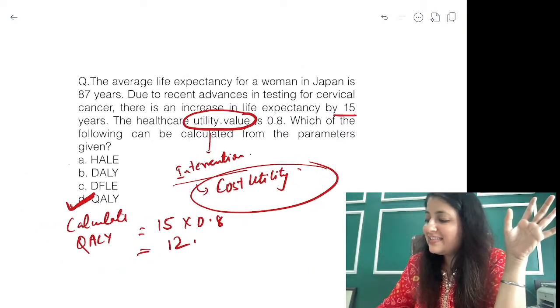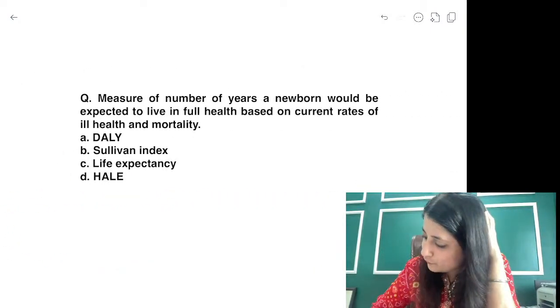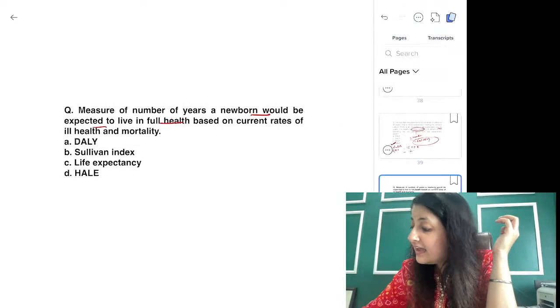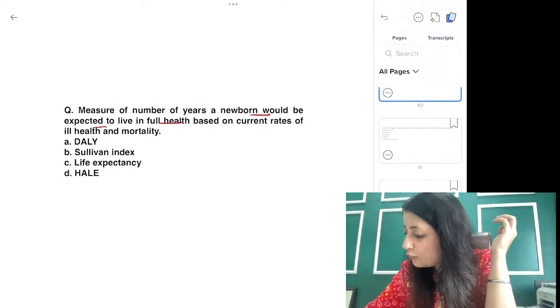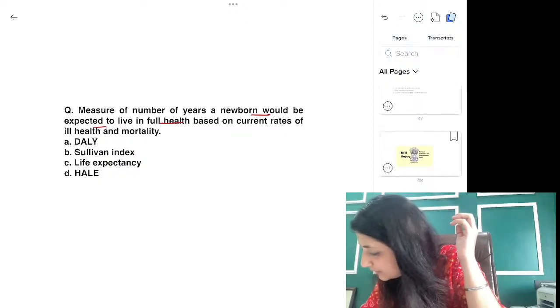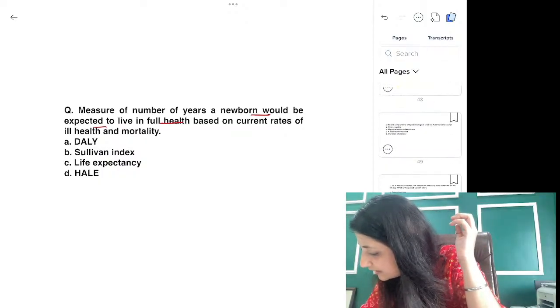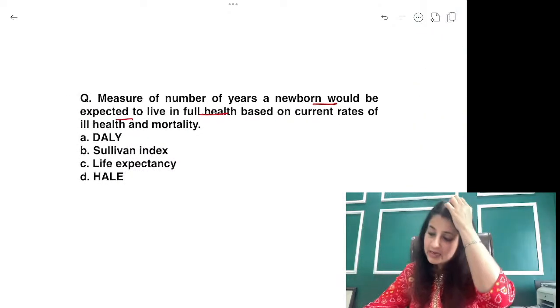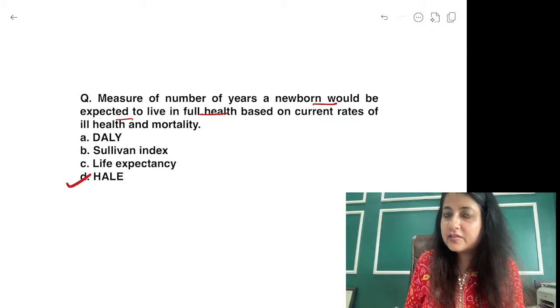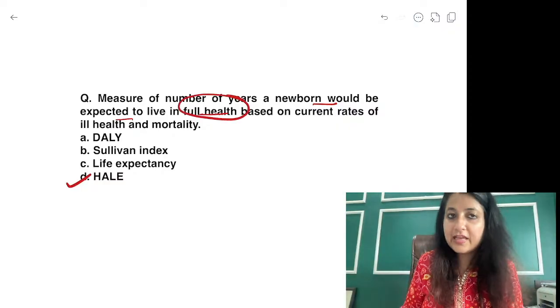Okay, what is the next answer? A question: measure the number of years a newborn would be expected to live in full health. If you see the buzzword full health, what will be your answer over there, guys? Full health, the answer is HALE. The number of years a newborn is expected to live in full health.